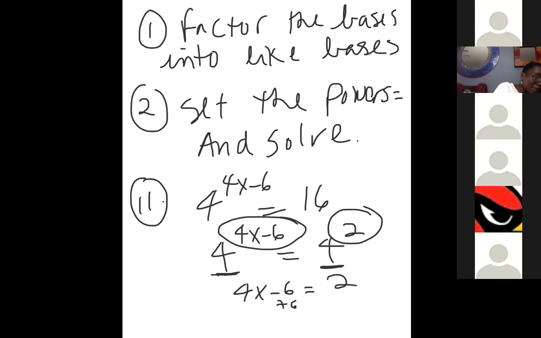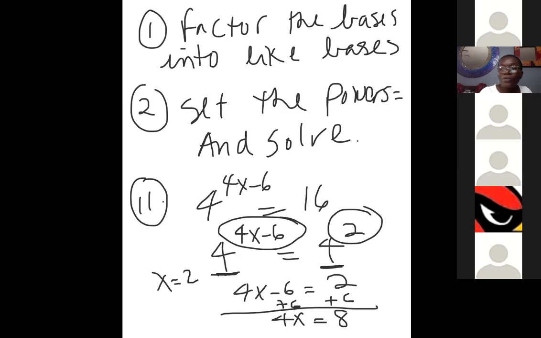You add 6 to both sides. So you get 4x is equal to 8. So obviously, x will equal 2. So the value that would ensure both sides of this equation are equal to each other would be 2. All right, guys. Here's another one.